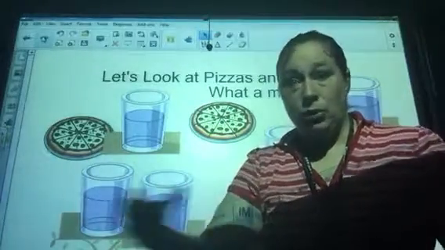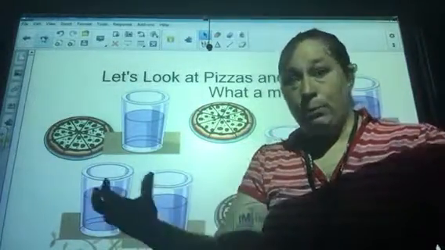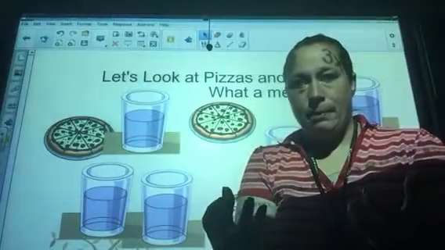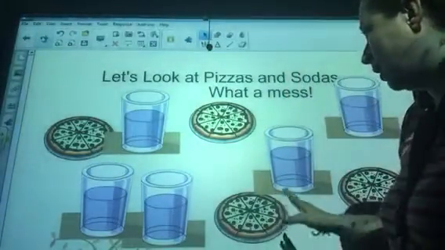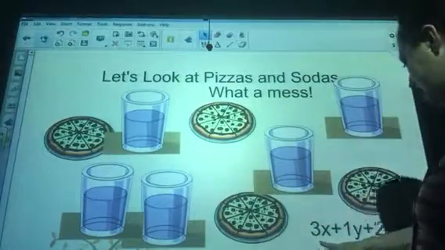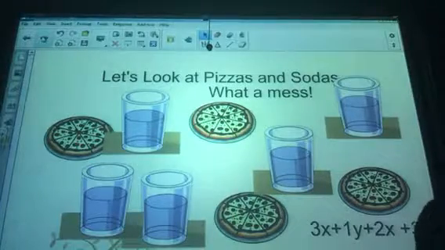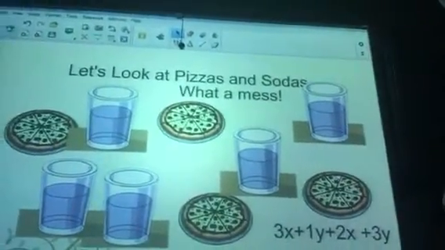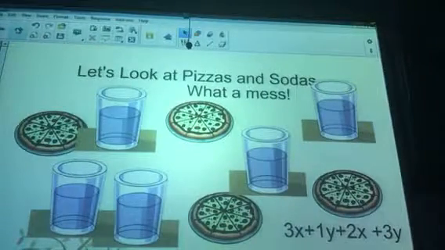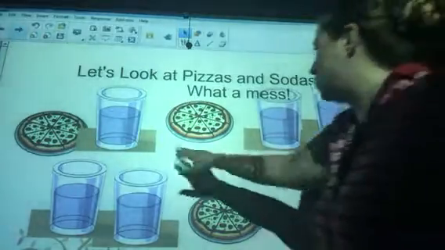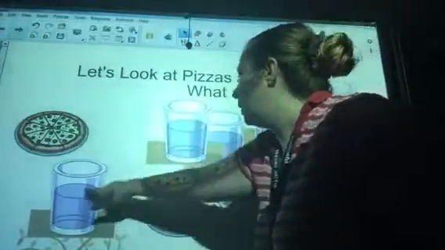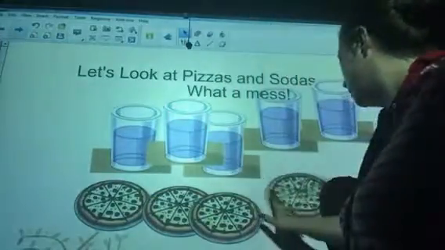So all those things that were distributed, all those ideas that were distributed, we bring them together and we chunk them into whole pieces. So if you think about this, I want you to think about the sodas as x's. So I wrote this equation right here, and it says 3x plus 1y plus 2x plus 3y, all right? I want you to think about all these drinks as x's, and I want you to think about all the pizzas as the y. So if we were going to order, we got to put these drinks and pizzas together so we don't make our waitress mad, all right?